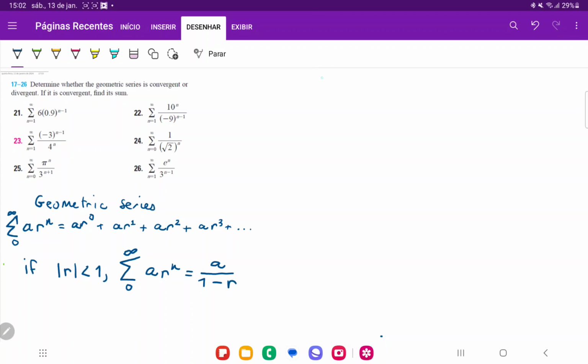what I want to do here is rewrite 26, so the sum from 1 to infinity of e to the power of n over 3 to the power of n minus 1. But right now we have a problem because in our geometric series, the first term has to be a times r to the power of 0, right? Which is just going to be a by itself. But right now, since my index is 1, if I plug in my first index, I'm going to have e to the power of 1 on top, and on the bottom, 3 to the power of 1 minus 1, which is 3 to the power of 0.